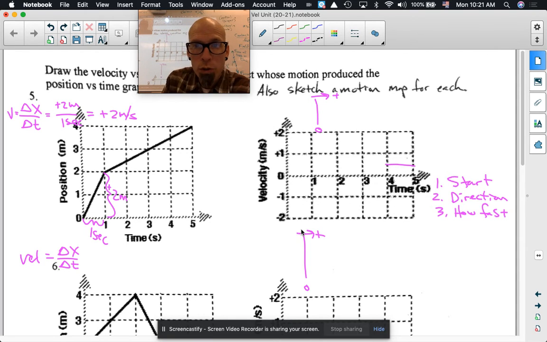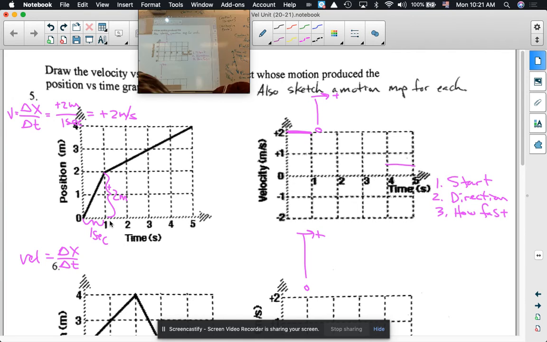Now, what do you do with that here? Where is positive 2 meters per second? Right there. How long did this happen? For how long, time-wise, did this happen? 1 second. This was only happening for 1 second. So you go to the VT graph, and at positive 2 meters per second, you draw a line that only goes over to the 1 second mark because it was only happening for 1 second.